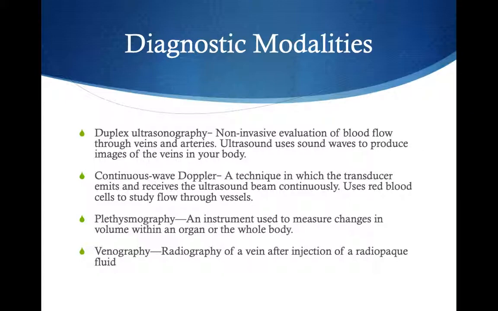Diagnostic modalities of varicose veins include duplex ultrasonography, which is non-invasive evaluation of blood flow through veins and arteries. Ultrasound uses sound waves to produce images of the veins in your body. Continuous wave Doppler is a technique in which the transducer emits and receives the ultrasound beam continuously. It uses red blood cells to study flow through the vessels. Plethysmography is an instrument used to measure changes in volume within an organ or the whole body, and venography is radiography of a vein after injection of a radiopaque fluid.